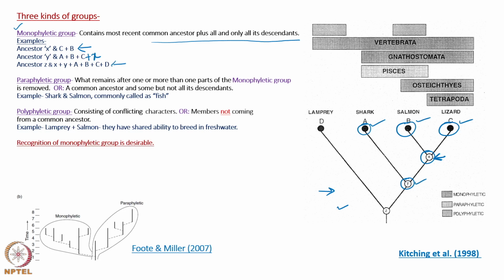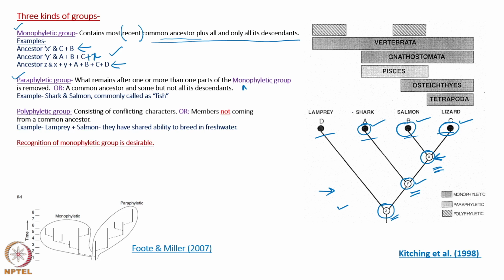Or there is another way of defining the monophyletic group: ancestor Z and Y and X and A, B, C, D all together can also be called a monophyletic group, because they contain the common ancestor, which need not be the most recent all the time, and all and only all its descendants. What is a paraphyletic group? What remains after one or more parts of the monophyletic group is removed.